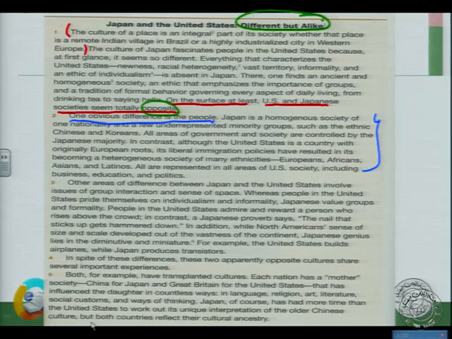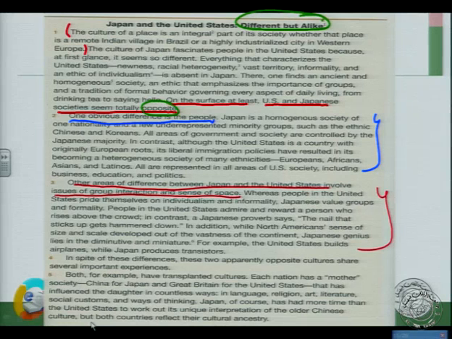Let us go to body paragraph number 3. Other areas of difference between Japan and the United States involve issues of group interaction and sense of space. Notice that another difference is mentioned here in the topic sentence of the second body paragraph. The rest are examples supporting the topic sentence. Notice the third paragraph now.